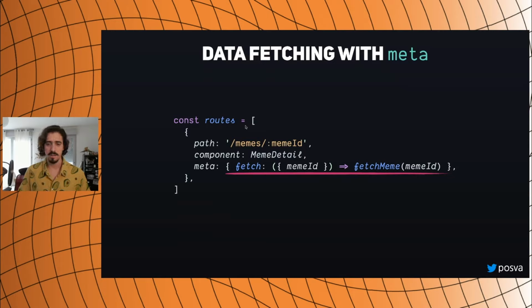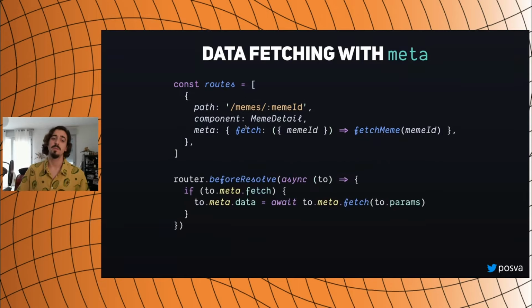And we can say that we have a function that takes in the params, only uses the meme ID, and then fetches the meme. And then we combine these with a before resolve hook. And so we're going to check if the fetch property exists in meta. And if it exists, we're going to take that information and put it into a data property in the meta object.